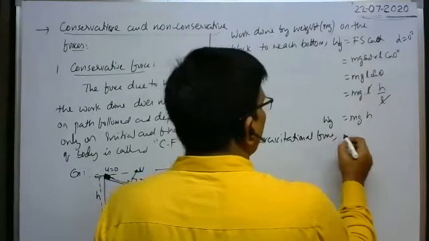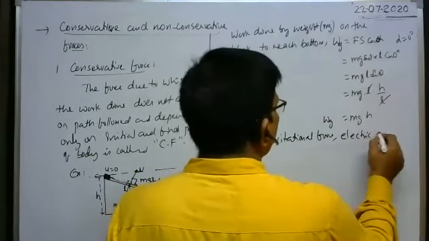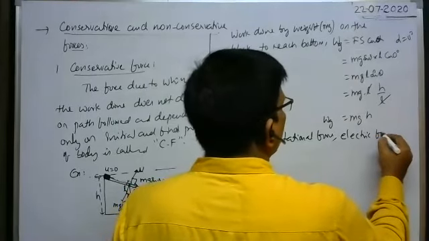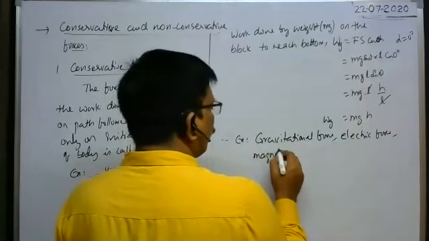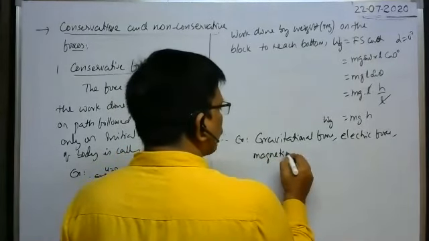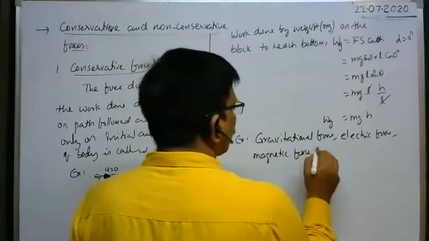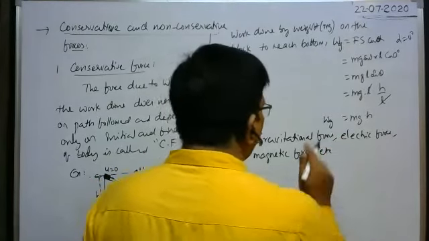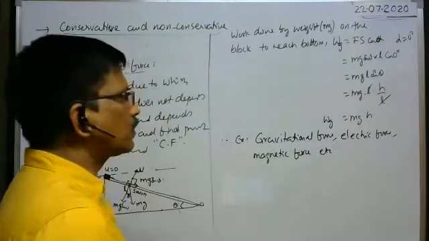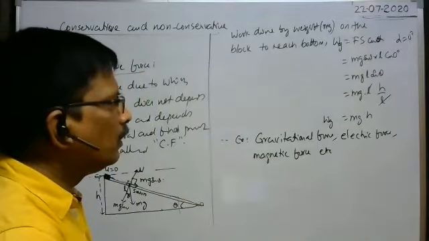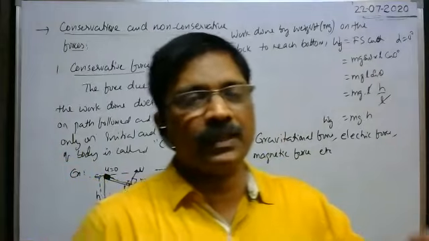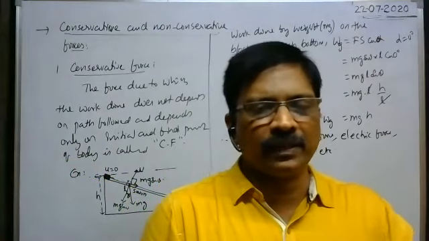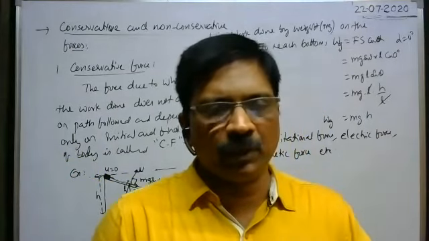Gravitational force, electric force. Electric force means the force between two electric charges, that is called electric force. Magnetic force means the force between two magnets or magnetic poles. These are the examples for conservative force. So the work done by a conservative force on a body does not depend on the path followed. It depends on the initial position and final position of a body. Okay.